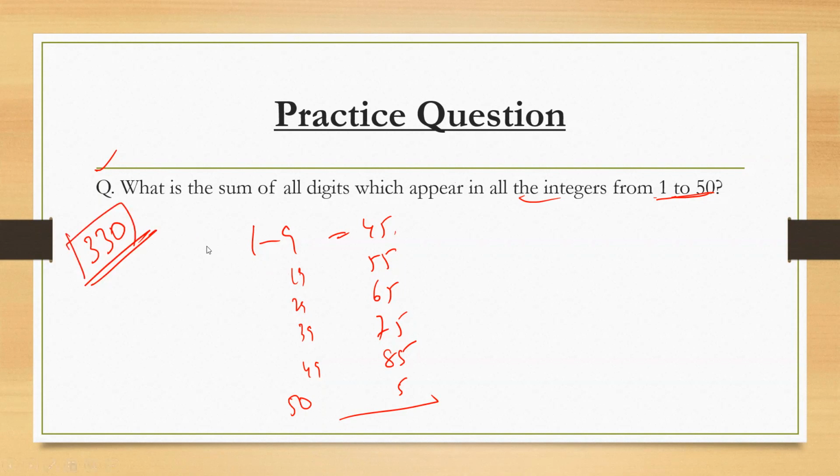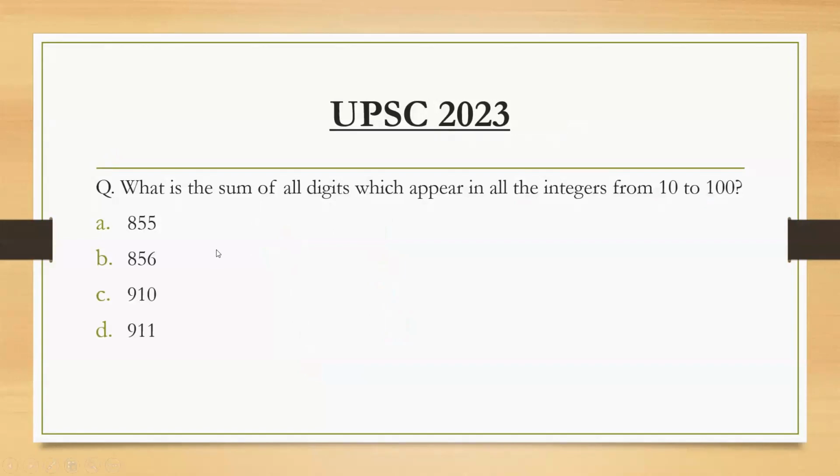Chalo. Now, if this part of it is clear to you, now try the UPSC question asked in 2023. Okay. So what is the sum of all digits which appear in all the integers from 10 to 100? Okay. Try this one out.